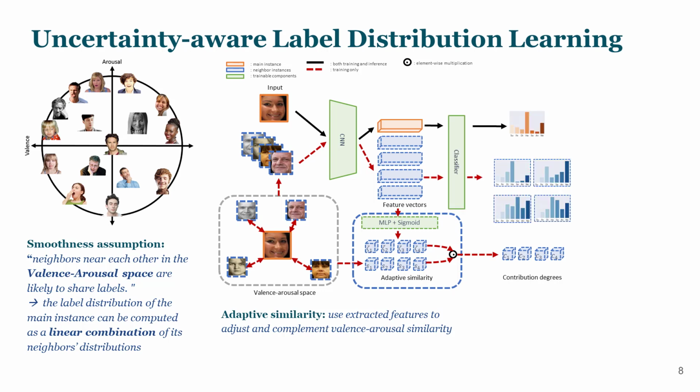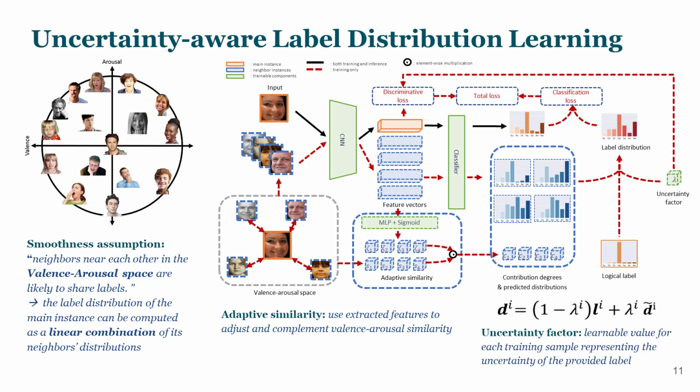To predict the emotion distribution for the images, we use a classifier stacked on top of the CNN features via a softmax activation. We aggregate the neighbors as the linear combination of their distributions weighted by their corresponding contribution degree. We finally generate the target label distribution for the main instance from the provided one-hot label vector and the aggregated neighbor distribution. These two distributions are balanced by a learnable value called the uncertainty factor. This value indicates whether the model is more confident about the provided single label or it should be in more agreement with the neighbor information.